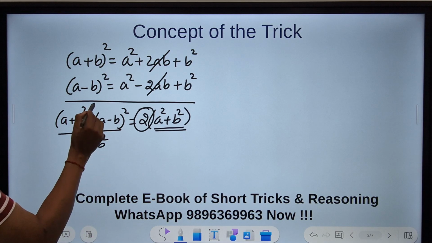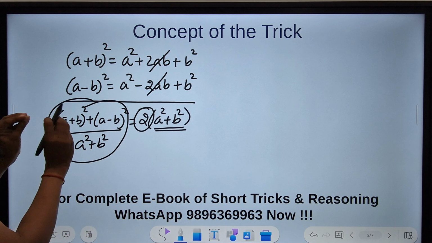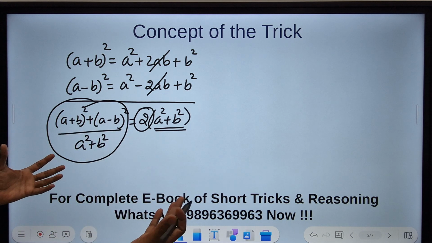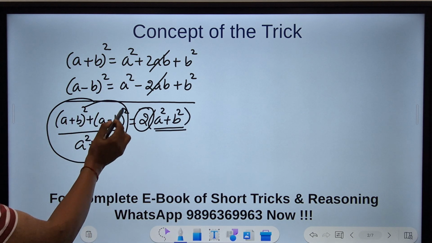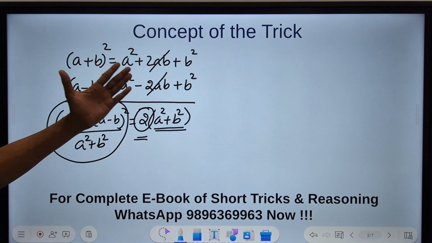And so they are going to give you a question in this form, and they will give you complicated quantities in place of a and b, so that you get confused and get into the traditional approach. But if you can visualize this, your answer will be a direct 2.